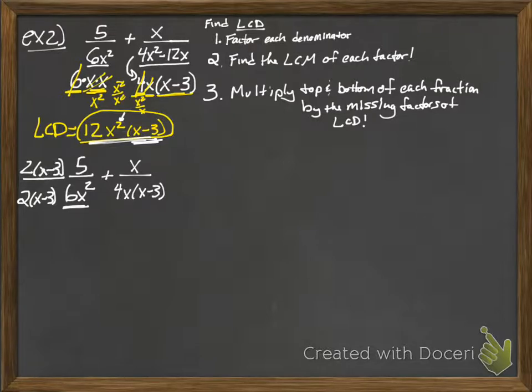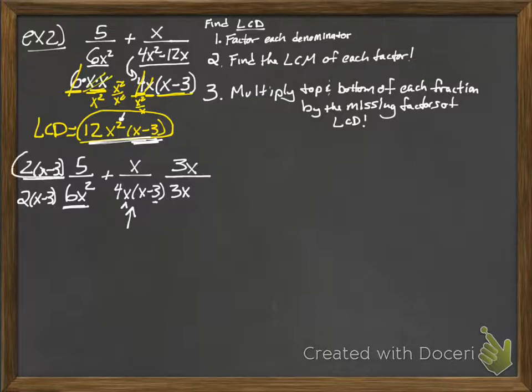Now, I'm going to look at the second fraction. This guy has a 4. In order to make 4 into a 12, it needs to be multiplied by a 3. It's got only one x, so in order to make it an x squared, I have to give it another x. And it already has the factor of x minus 3. So if I just multiply the top and bottom by a 3x for that fraction, I'll get the LCD. So this is what we're going to do now.